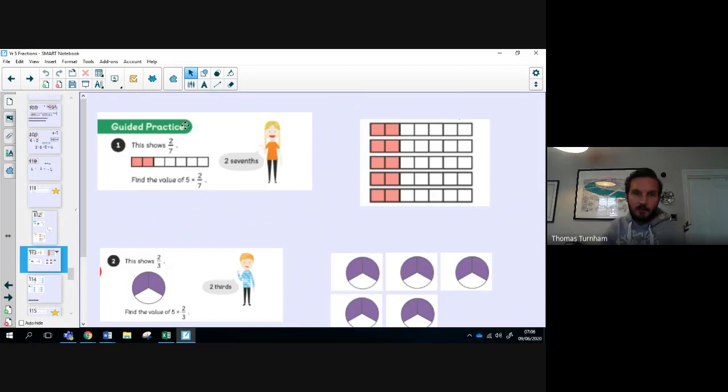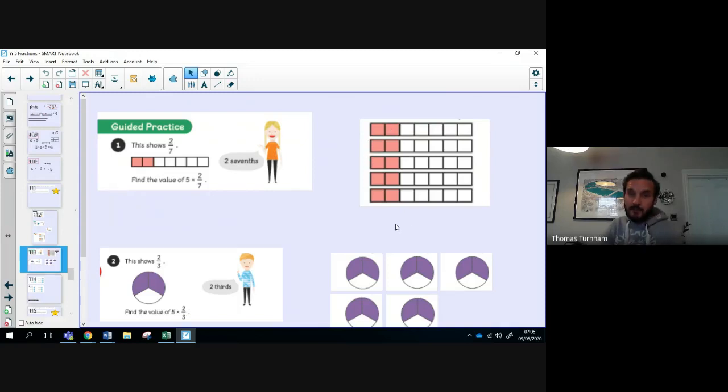So here we've got 2/7. Find the value of 5 times 2/7. Well, if I had 5 wholes and shaded in 2/7 of each of those, how many sevenths have I shaded in? It's going to be 5 times 2. 1 2, 2 2, 3 2, 4 2, 5 2. 5 times 2 is 10. So I have 10 sevenths.